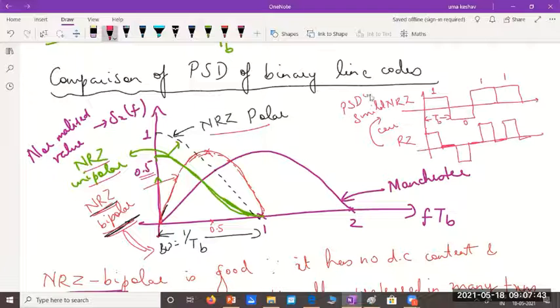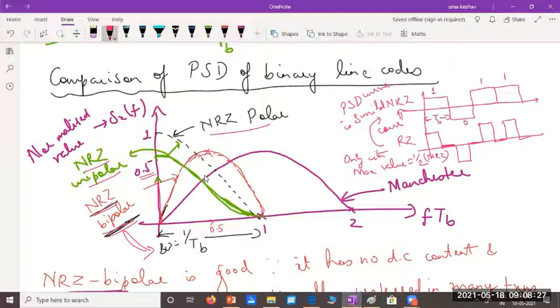You say the PSD curve is similar to the corresponding NRZ version, only with a max value of half the NRZ, whatever we had with the corresponding NRZ. When I say corresponding, it means either polar, unipolar or bipolar. So whatever was the corresponding NRZ PSD max value, I'll have half of that value for RZ. So that's why we haven't discussed RZ separately.